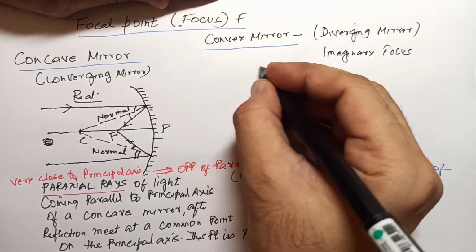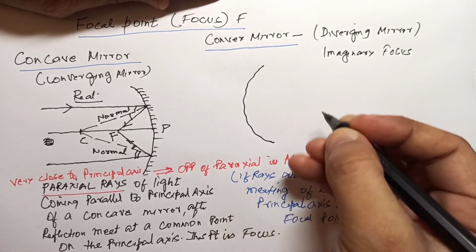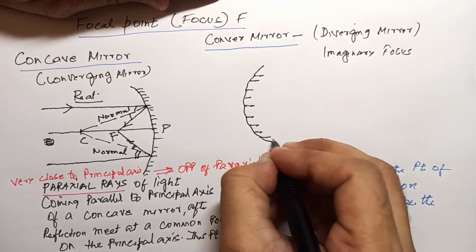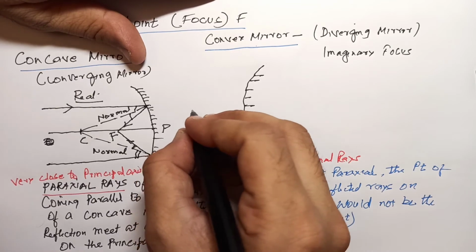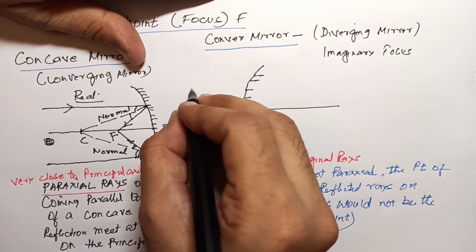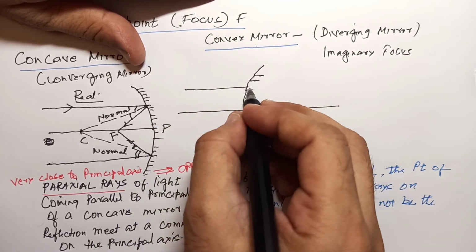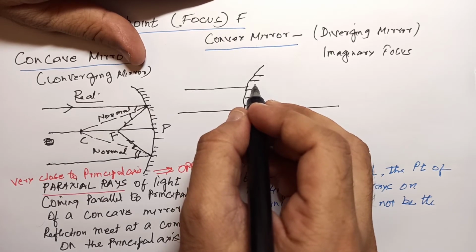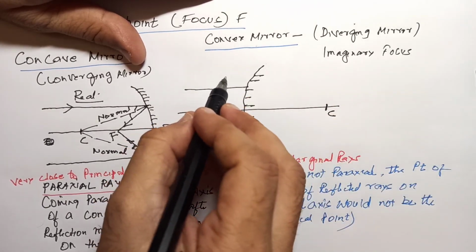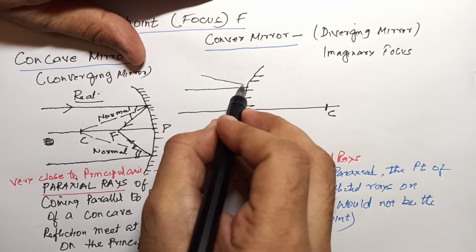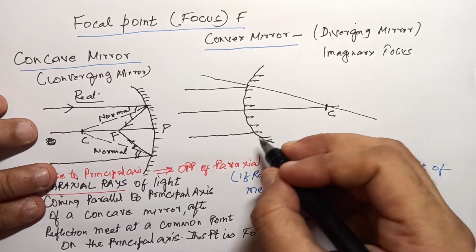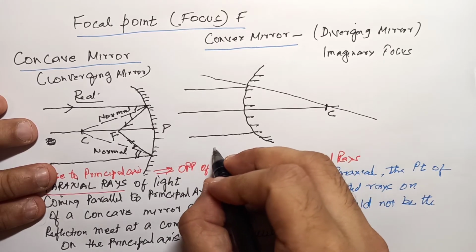So in this case, let's draw. This is what I said, and the mirror is painted from here. Let's draw a principal axis. Now rays are coming from here. Let's draw the normal. The normal, as I said, would pass through the center. Similarly, for rays coming here, if we draw the normal, it passes through the center.